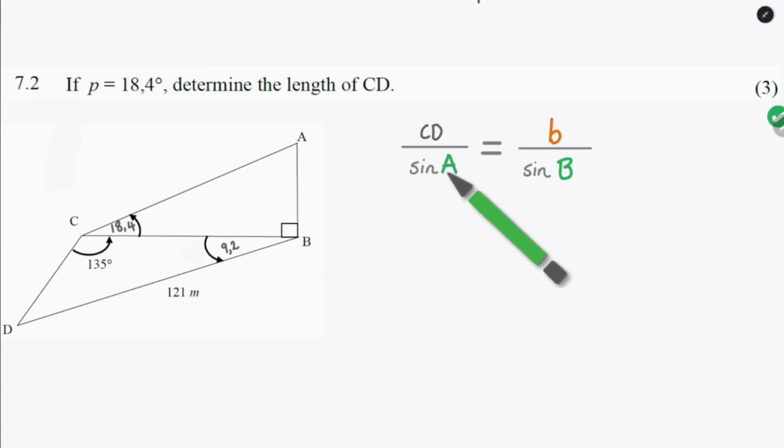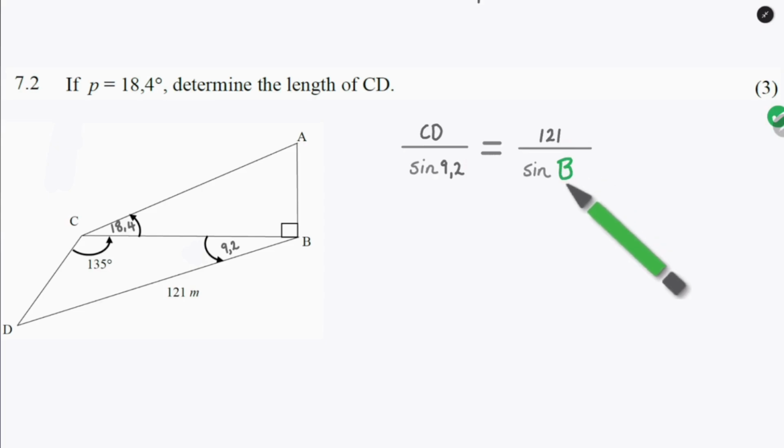Okay, so now I need to find the angle across from CD. If I go to CD, the angle across from it is this 9.2. So we change this angle here to 9.2. Now we're going to shift our attention to the second ratio. This has to be a side length that I know. The only other one I know is 121. So I'm going to slot that into B's place here.